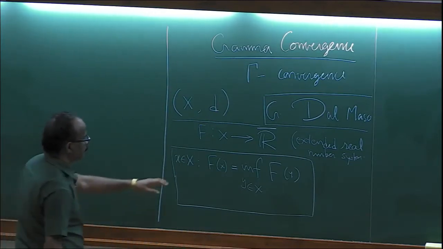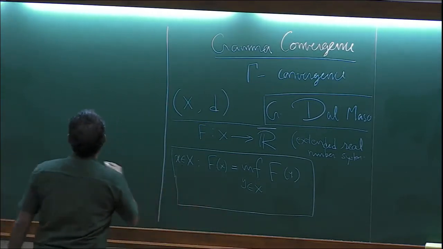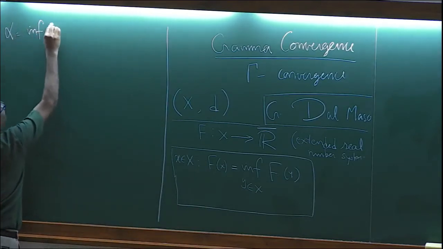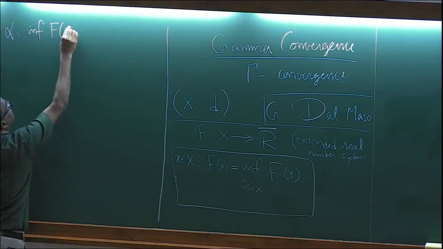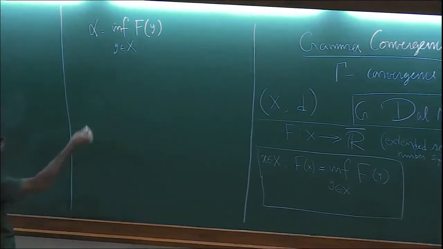Okay? So the first thing you would say is, if I call this infimum equal to alpha, alpha can exist all the time. Because we are in the extended real line, it can possibly be minus infinity, doesn't matter.